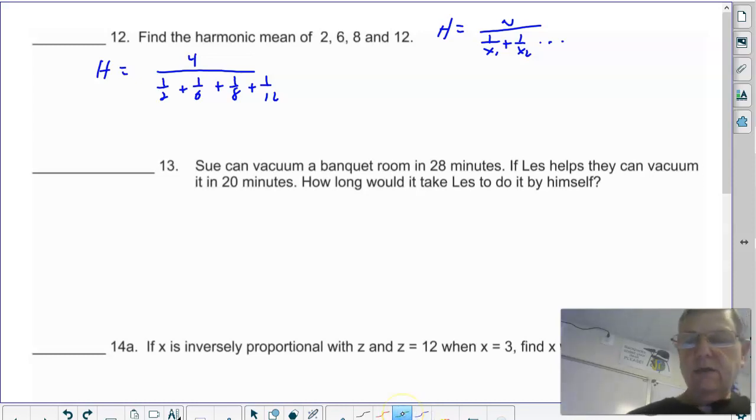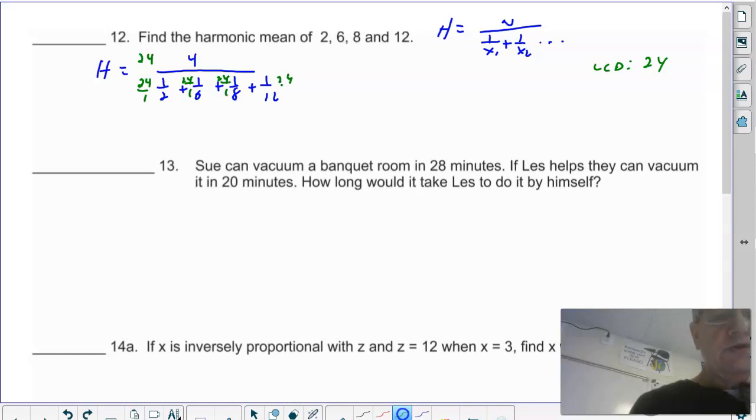Okay, I need the LCD. So I have a 2 and 8, a 2, a 6, an 8, and a 12, what, 24? Right? Everything can get to 24. Okay, so I got to multiply the top by 24, and I got to multiply the whole bottom, and I'm going to distribute. 24, 24, 24, 24. Top. 4 times 24, 96. Now watch what happens on the bottom. All these denominators should go away. That's a 12. That's a 4. That's a 3. And that's a 2.